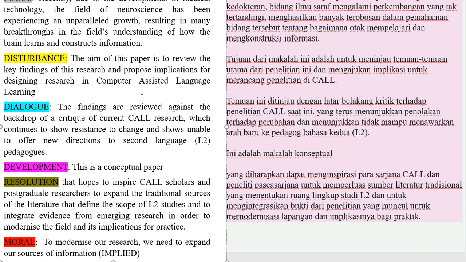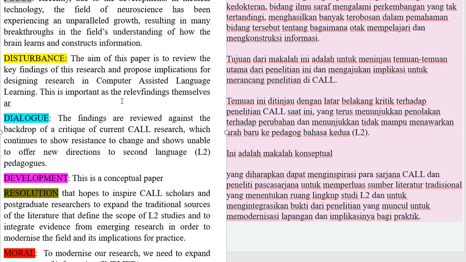Personally, I believe that it would be very good to say in the abstract that the findings themselves are important, as the relevance of the findings to education is not straightforward. That would have strengthened this point, right?